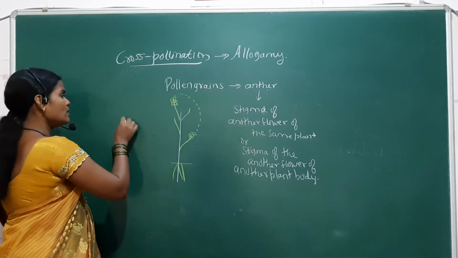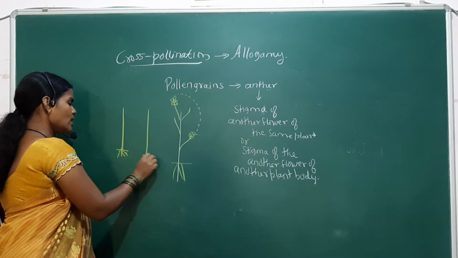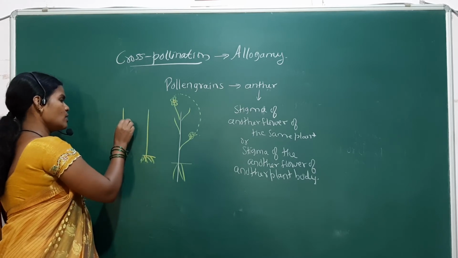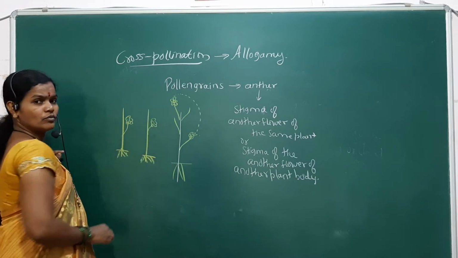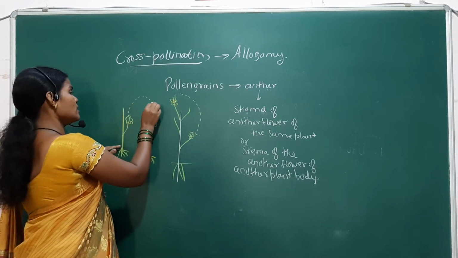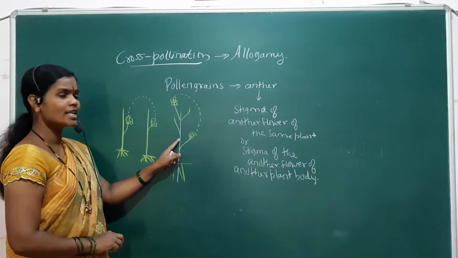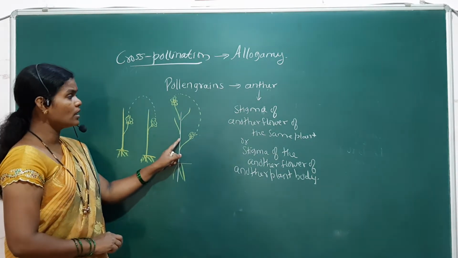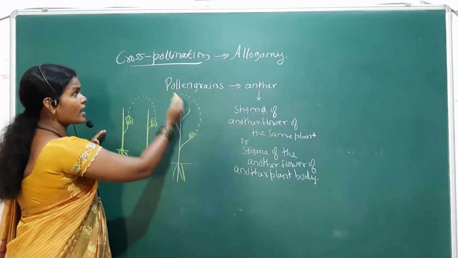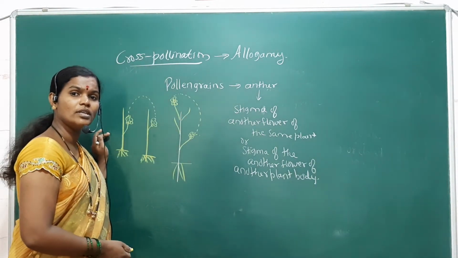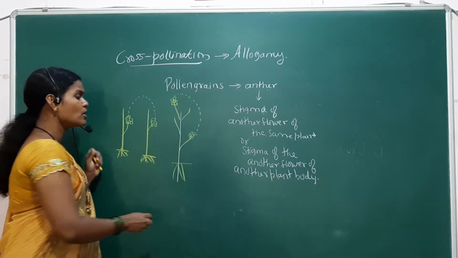And one more type is that two different plant bodies are there and two different flowers are there. So this is one flower, and this one is the other flower. Here there is transfer of the pollen grains to another flower of another plant body. Transfer of the pollen grains to another flower of the same plant body. To understand, what is this called? Cross-pollination. Got my point?